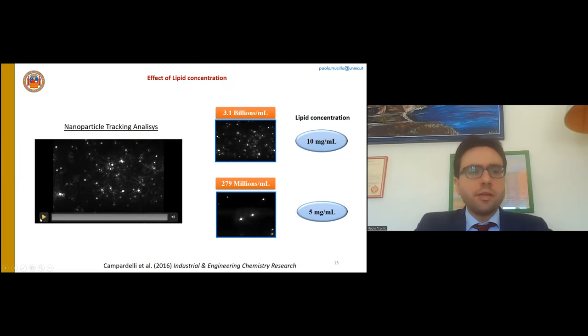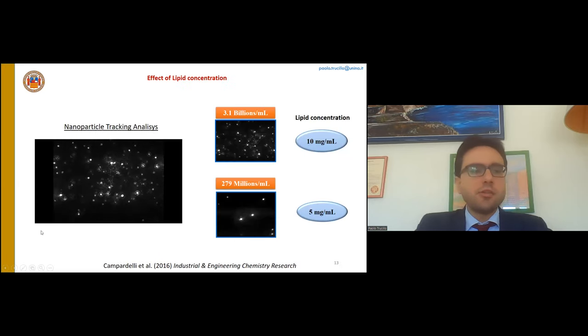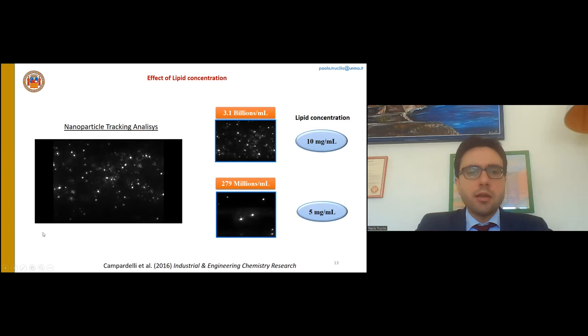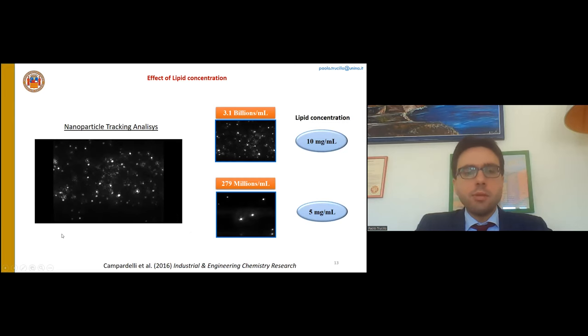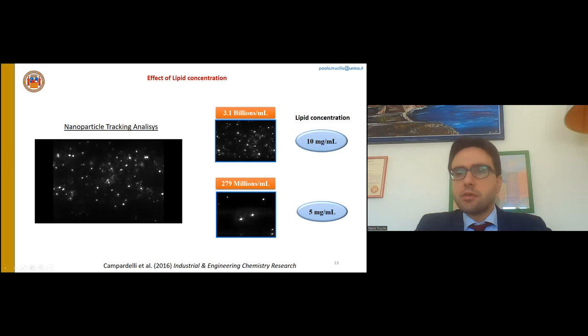With the technology of nanoparticle tracking analysis, we managed to follow liposomes during their Brownian motion in this liquid, not only, but we also managed to count them. By increasing the concentration of lipid, we managed to cover more water droplets, creating a larger number of liposomes, from 280 millions per milliliter to more than 3 billions per milliliter by doubling the lipid concentration.